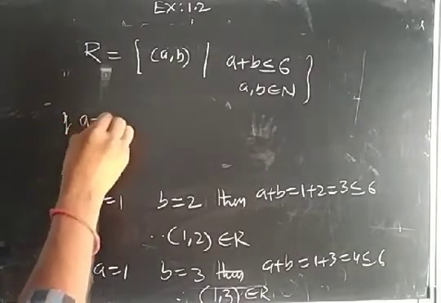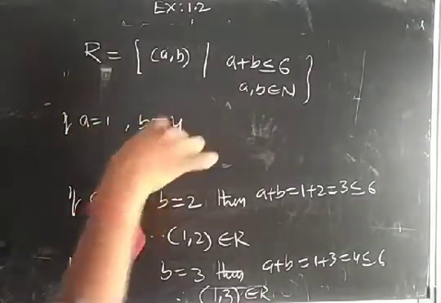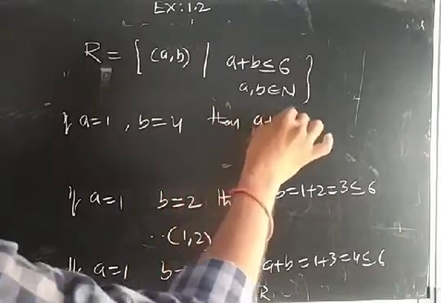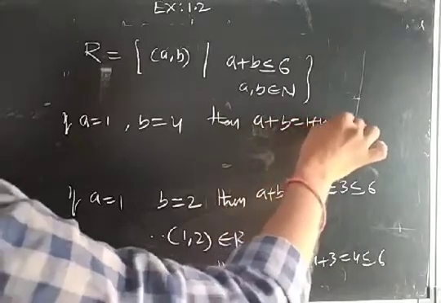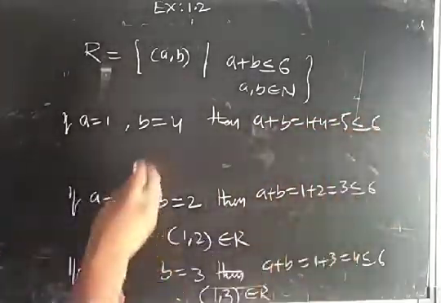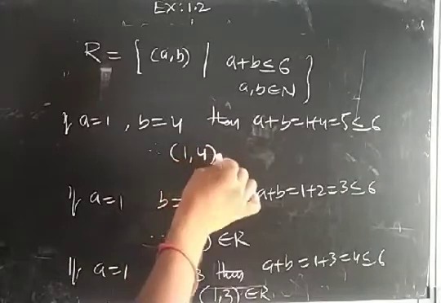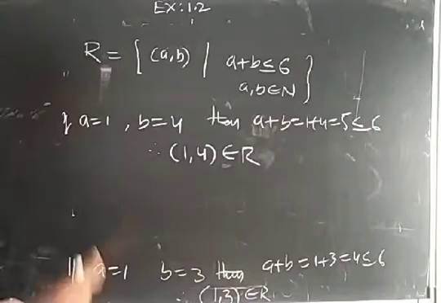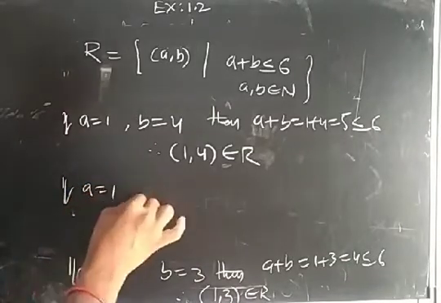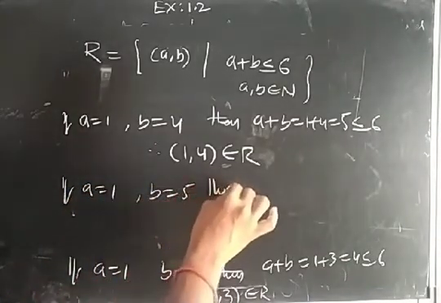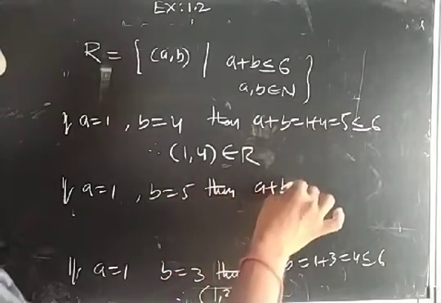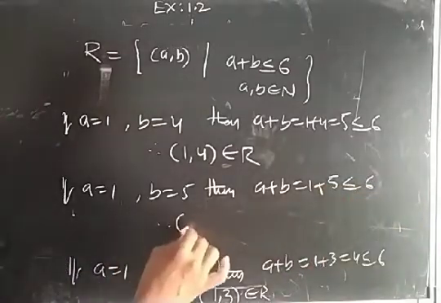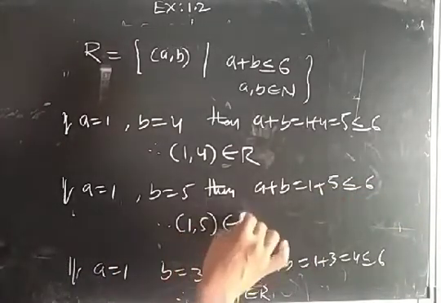Next, if A equal to 1, I will take B equal to 4 now. Again I will check. A plus B is 1 plus 4, which is equal to 5. Again it is satisfying the condition. So (1, 4) is also one ordered pair in R. Next, if A equal to 1, B equal to 5, again construct the ordered pair. Before that, you check the condition, 1 plus 5, which is also less than or equal to 6. So you can write (1, 5) also belongs to R.